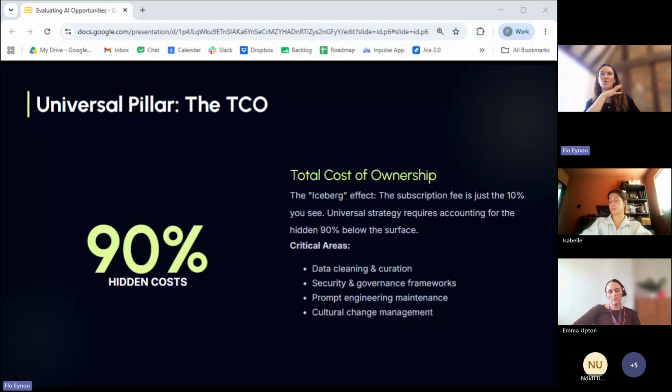And this can be anything. It could be preparing and cleaning the data that you need to feed to the AI, the cost of connecting it to your systems if you're rolling out something internally and you want to give it access to different systems that your employees are using. The biggest one I find is security and privacy.